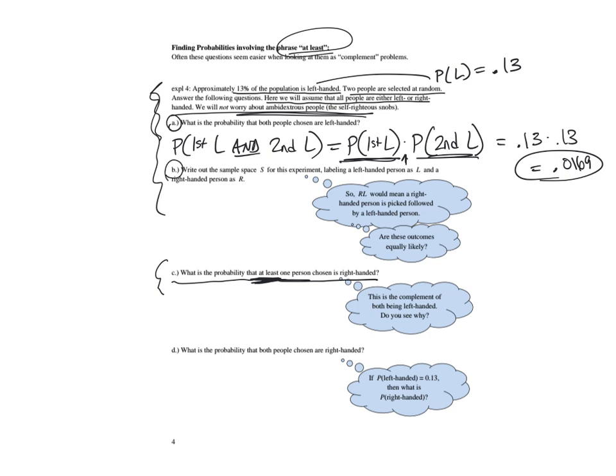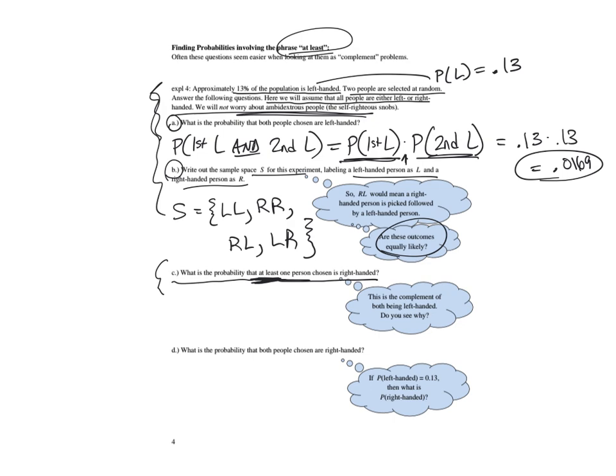Let's do part B. Write out the sample space for this experiment, labeling a left-handed person as L and a right-handed person as R. We're going to call our sample space S. All right, so I've got LL, meaning the first person's left-handed and the second person's left-handed, and I would get 2 right-handed people, RR. I could have chosen a right-handed and then a left-handed, or a left-handed and then a right-handed. And let's put our curly set bracket.